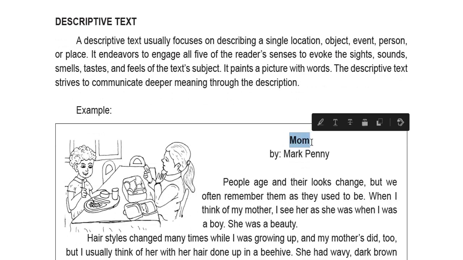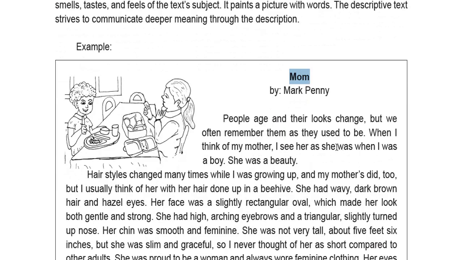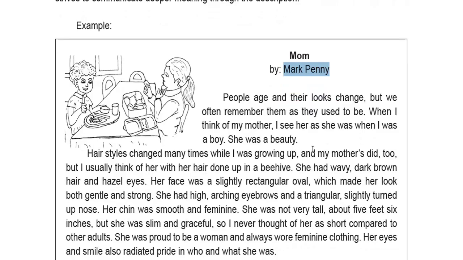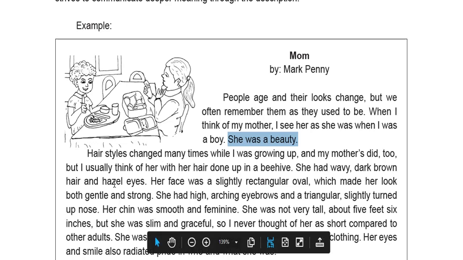The title of this particular text is Mom by Mark Penny. In this particular text, the author, Mark Penny, describes his mom. Okay? So just like this one, my mom was beautiful. She had wavy, dark brown hair and hazel eyes. So it is more on describing his mom.